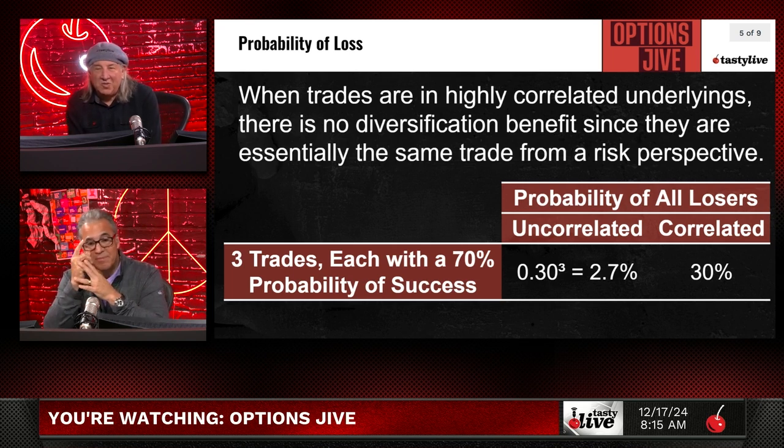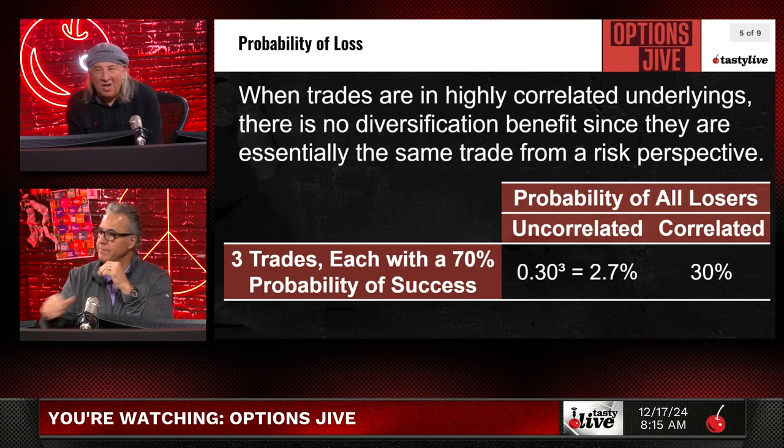So this is kind of a cool stat here. 3 trades, each with a 70% probability of success. If they're uncorrelated, the probability of all 3 being losers is 2.7%. If they're correlated, it's 30%. Hence the argument for non-correlated or uncorrelated trades.